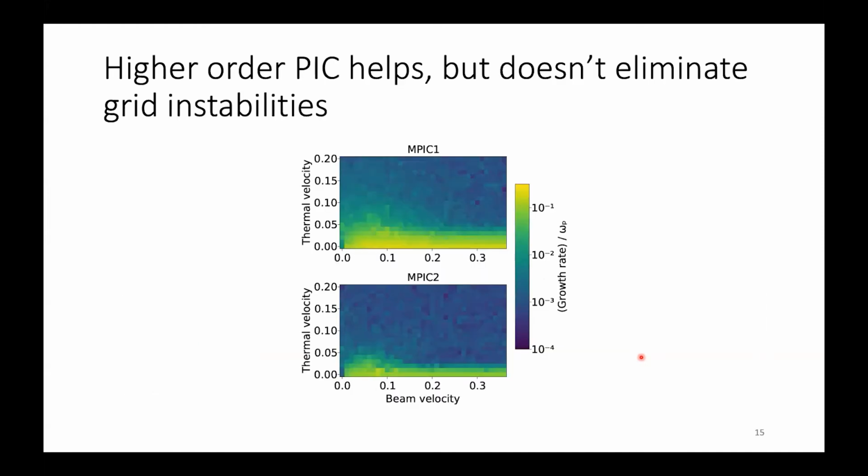Unfortunately, using this higher order PIC doesn't totally get rid of the grid instability. So you can see the area weighting or first order PIC up here, and then the second order PIC down here, MPIC. And you can see that there is a reduced need to resolve the Debye length, but it hasn't completely gone away. Darn. So what else could we do?